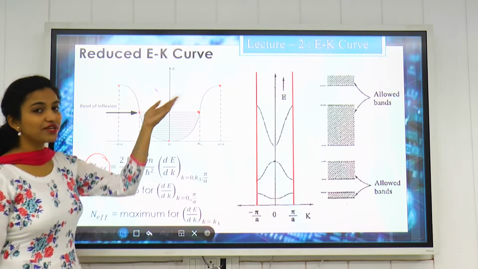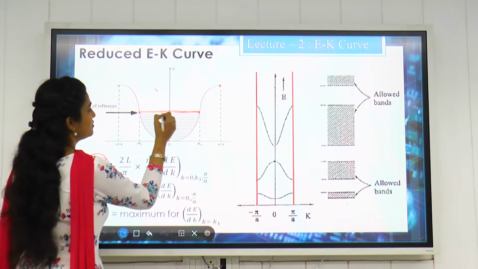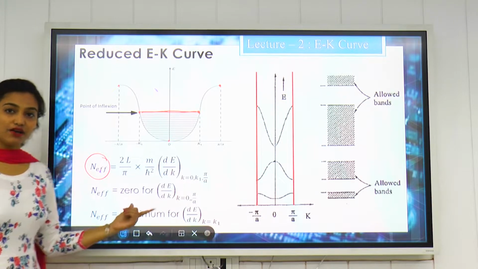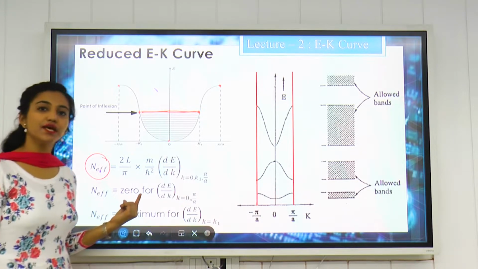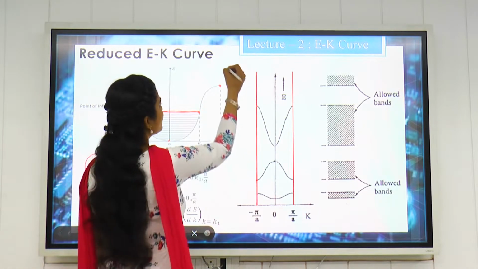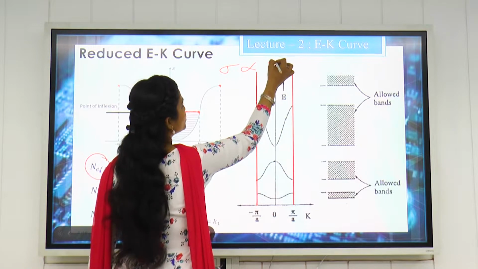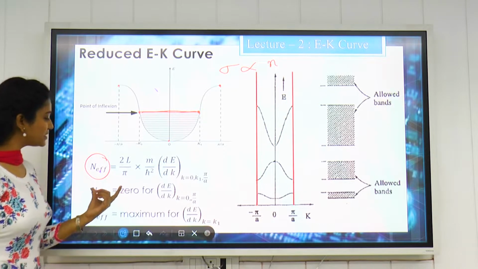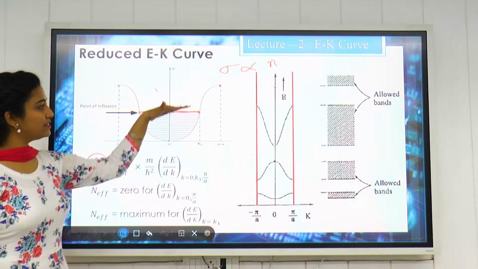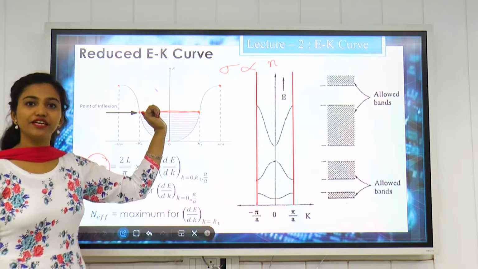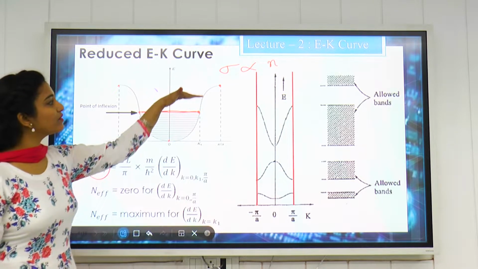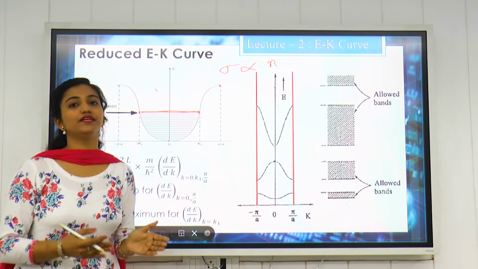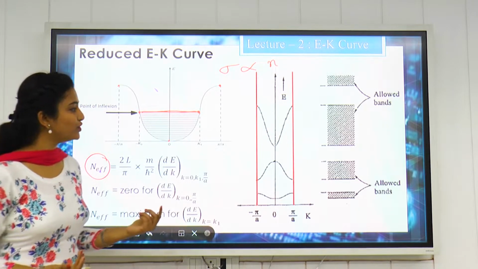When it is partially filled, half filled up to here where the point of inflection is, the slope has the maximum value, and correspondingly N effective is maximum. So what is conductivity? It is directly proportional to the number of effective electrons that we have. So obviously, copper's band is partially filled. For iron, it is more than partially filled. So it gives us less conductivity in comparison to copper. So this is the answer to the question we have.